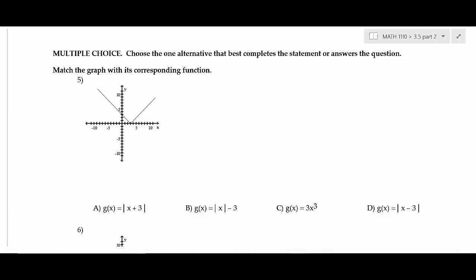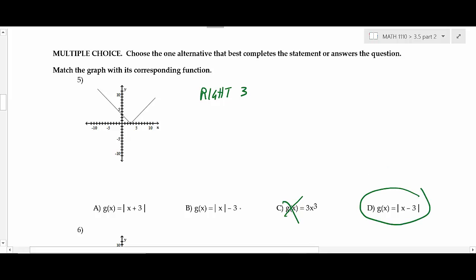I have an absolute value, right? So I think we could definitely rule out C. What do you think? Okay, what happened to my graph? How did it move? It went to the right. Okay, it went to the right 3, so can you tell me which one would be the right one? D. D, right. Okay, this one would be going down 3. This one right here would be going left 3. Okay, so again, it's just trying to summarize what we've been working with, okay?